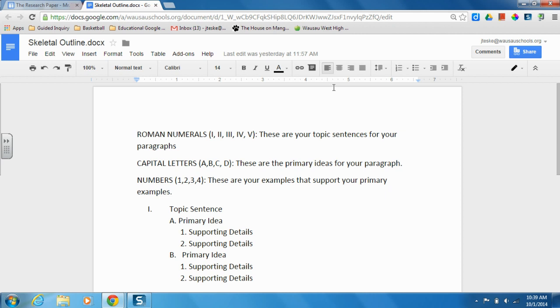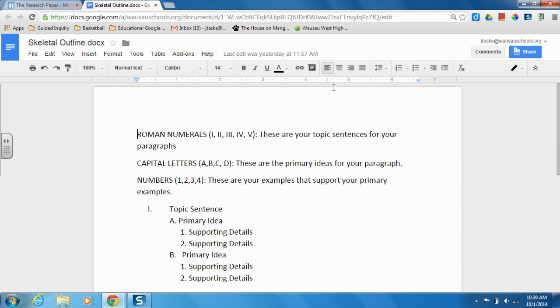With the Roman numerals, we are identifying the topic sentence for each paragraph that will be incorporated into the research paper. Capital letters, as you see, A, B, C, and D, are simply primary ideas, the main ideas, focal points of our paragraphs that we have. And then, of course, we'll support those primary ideas with the numbers 1, 2, 3, 4, depending on how many different details you would have that would support your primary examples.